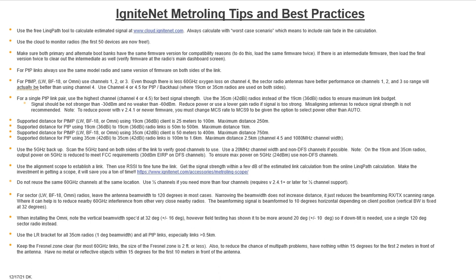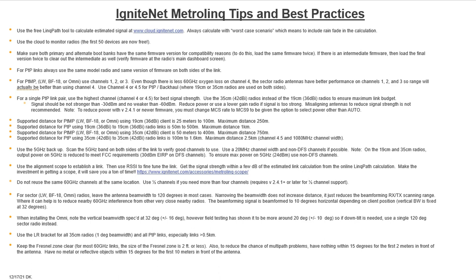When you're using the 19 centimeter client, the 36 dBi radio, we recommend about 25 meters to 100 meters. You can go shorter, but you'd have to turn down the power at less than 25 meters. Now, 100 meters max, or maximum 250 meters. Actually, I don't recommend that. I just say go with the higher gain radio, which is the 35 centimeter, 42 dB gain radio. Remember, the price difference is very close. Just go with that instead if you're going further than 100 meters. That's really the best thing to do.